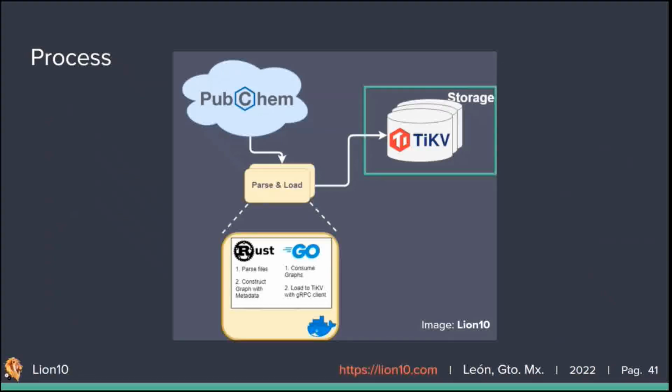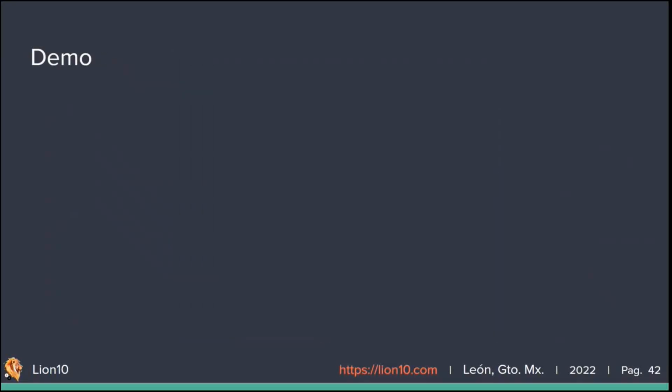Specifically, the Rust component is responsible for decoding the content of the chemical data and encoding it into graph format, which in turn contains the metadata corresponding to the compound. The Go component allows us to make a connection through gRPC with the TiKV server in order to achieve an efficient data load. These components were containerized to enable parallel execution and thus drastically reduce the processing and load time into our distributed storage systems. And let's go ahead and show a demo of how this task or job can be parallelized.